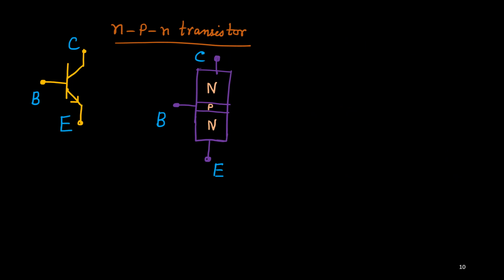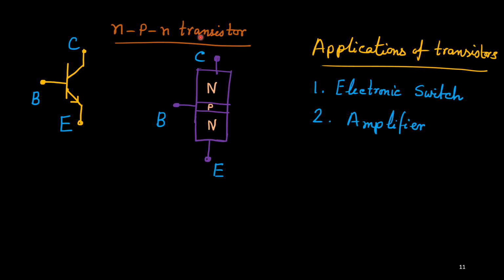Now we'll focus on the NPN transistor. And we get two major applications for transistors. One is electronic switch, the other one is amplifier. So we can use a BJT as an electronic switch element, or it can be used for amplification purposes. We can design voltage amplifiers, we can design current amplifiers, even we can design other amplifiers like transimpedance or transconductance amplifiers.